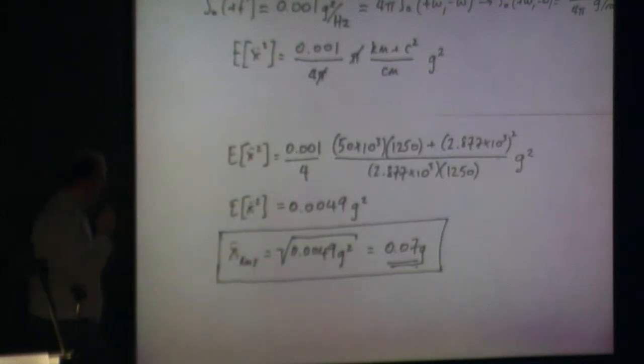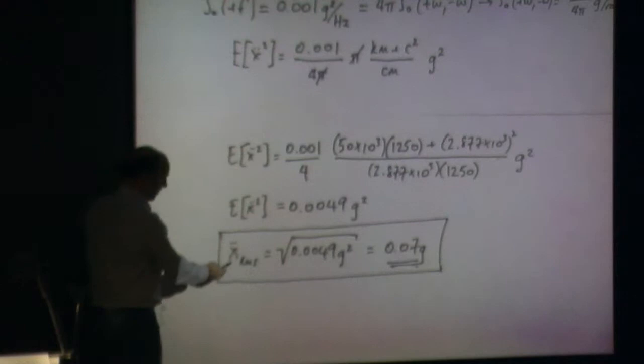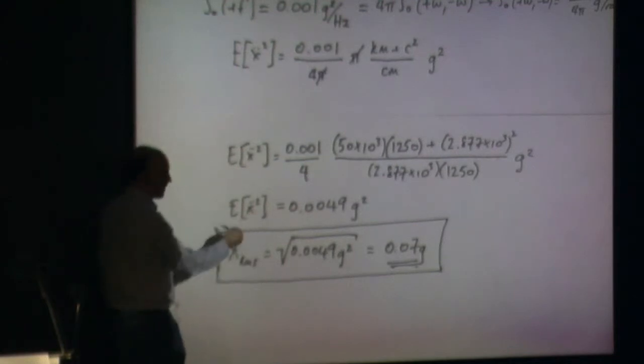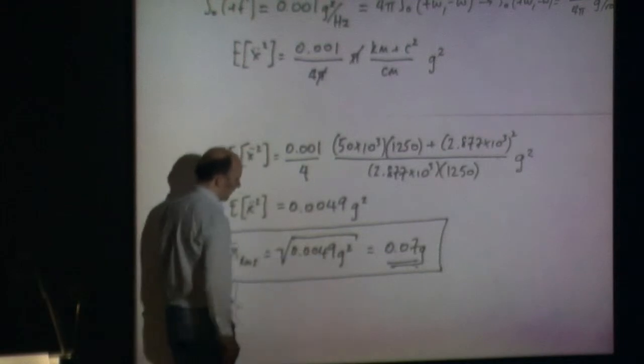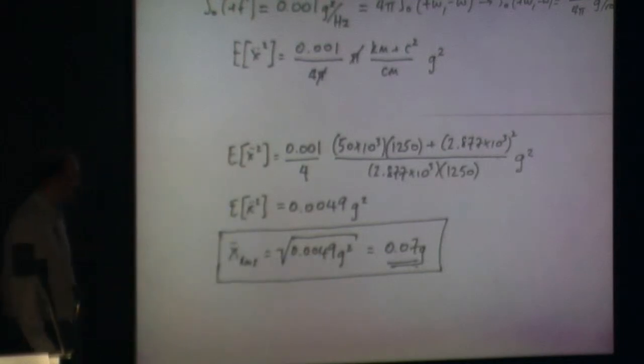There's a g squared at the end. And so obviously the root mean square, I take my mean square, I square root it, hence RMS. And so it's the square root of 0.0049 g squared gives me 0.07g. Okay, so that's the solution to that problem.